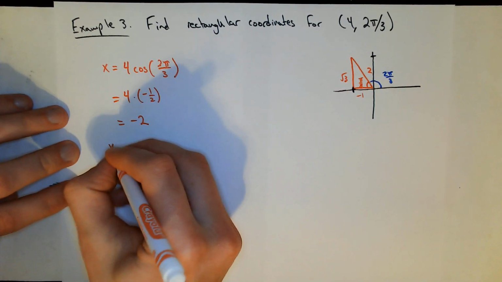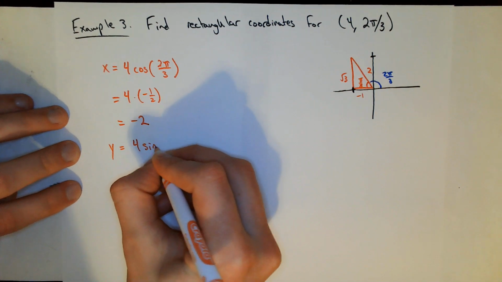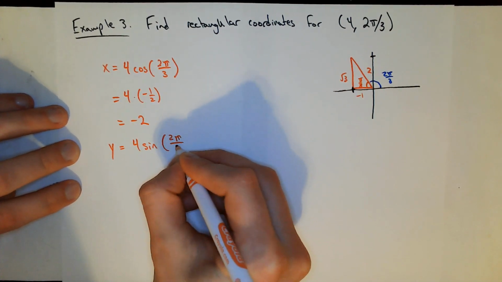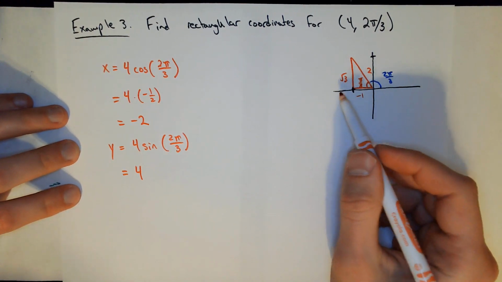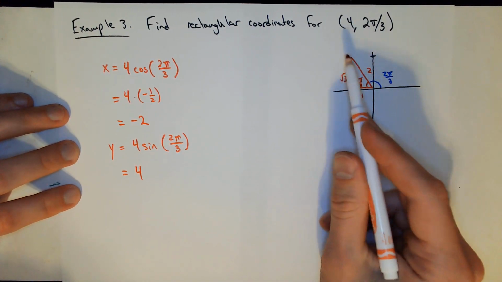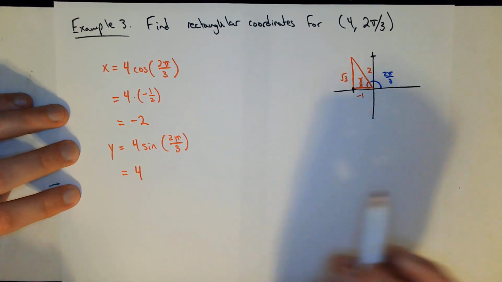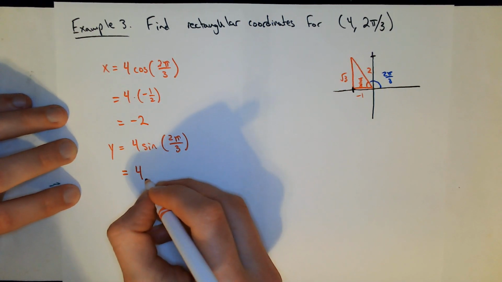Nice. Now y is equal to 4 sine of 2 pi on 3. Well, we've already got the triangle drawn, so I can just do opposite, which is positive, right? In the second quadrant, the y value is positive. Square root of 3 over hypotenuse 2.